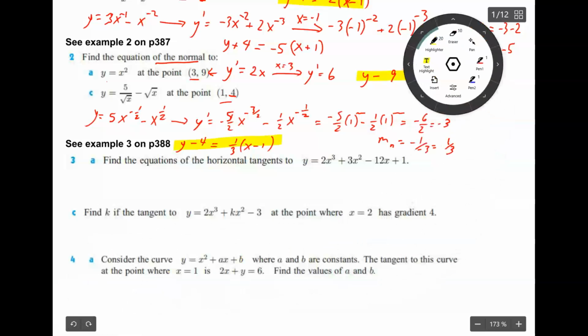Let's move on to number 3. Find the equations of the horizontal tangents to this function here. So we have a function here, and it's like a polynomial or whatever, and it has some horizontal tangent lines, which means like this tangent line, this tangent line, this tangent line, all the tangent lines that happen to be exactly horizontal. How do we find that?